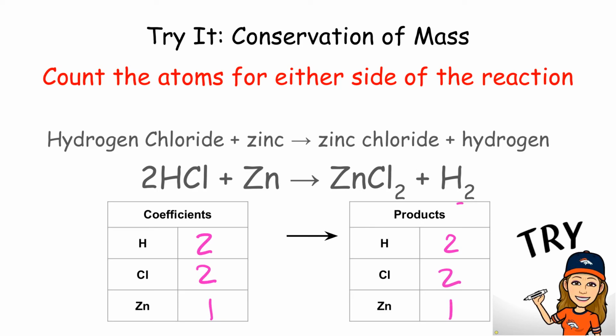Now, the reason I wrote my little tables here the way I did is once we get to balancing chemical equations later in this unit, it will be very helpful for you to create this visual where you can see hydrogen and hydrogen and chlorine and chlorine. You can look straight across to see and count your atoms.